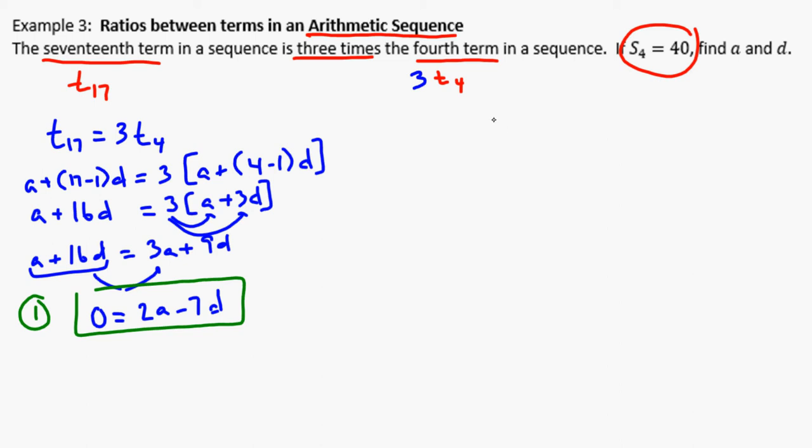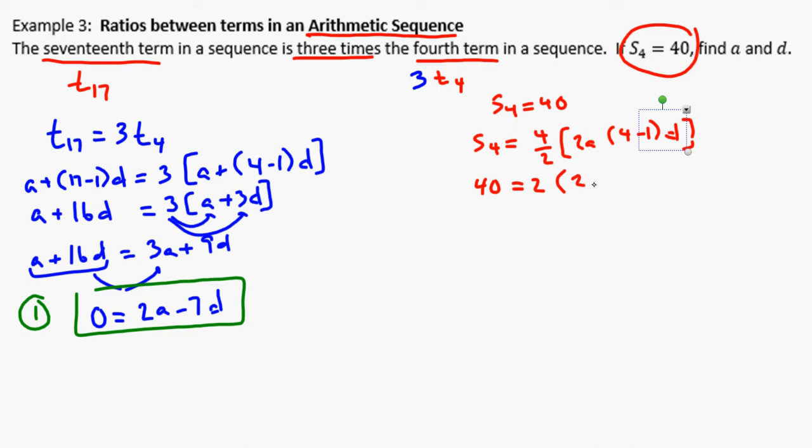So here, if S4 is equal to 40, that means I can use my summation notation. So S4 is equal to 4 over 2 square bracket 2A plus 4 minus 1 times D. I don't know A and D, so I have to leave them as is. And again, S4 is equal to 40, so I can replace that S4 with 40 equals 2 bracket 2A. Oops, there should be a plus sign there. Plus 3.